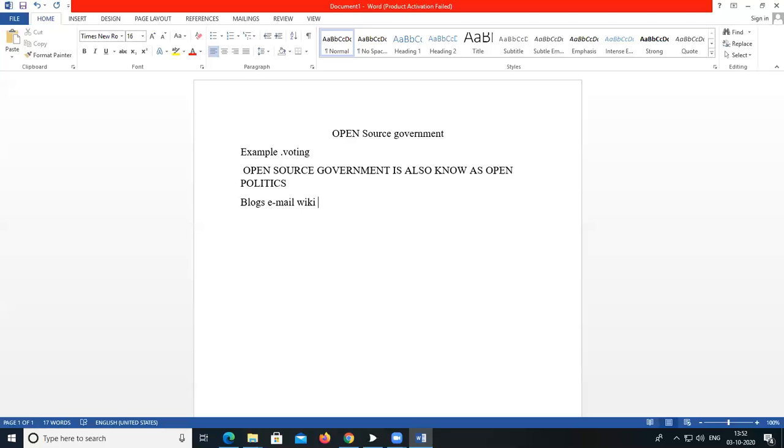There are many benefits of using open source governments. Okay, let's see. Open source governments have many benefits. Let's discuss these benefits.